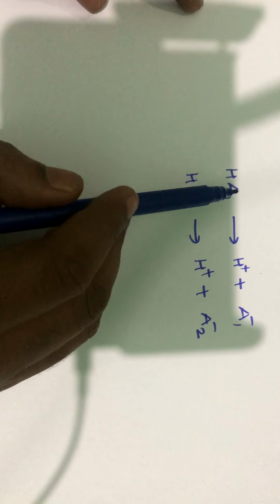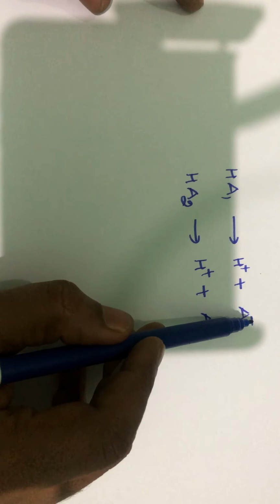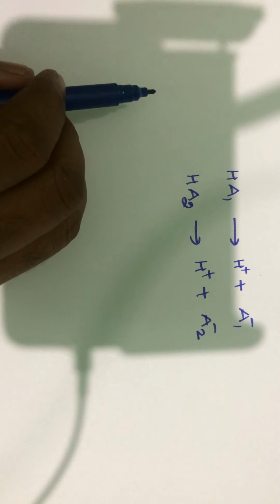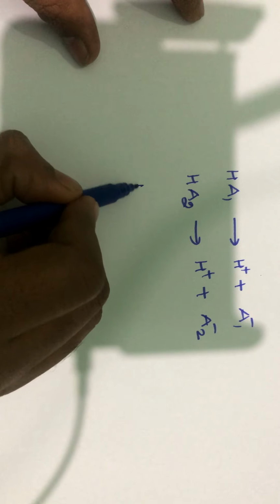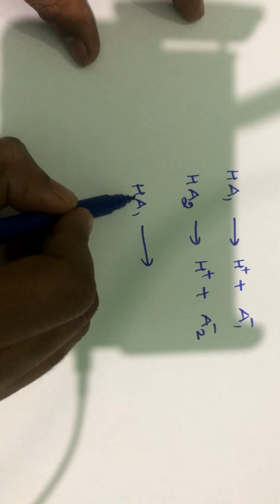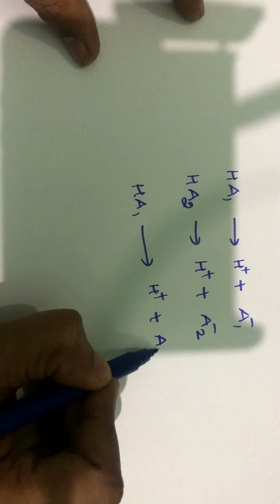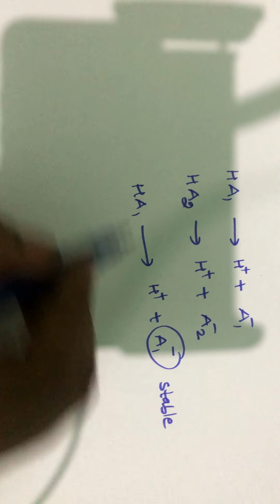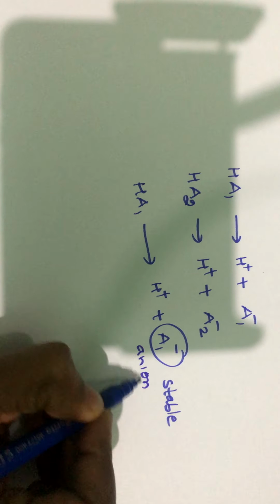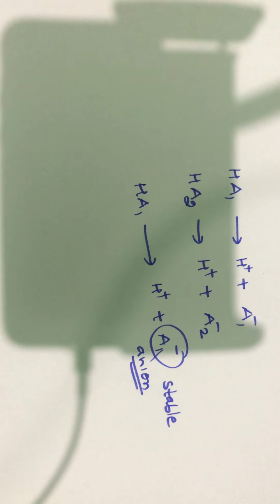HA after donating will form A-. If the A- formed after donation is stable, then only HA will donate a proton. HA1 will release a proton if, after releasing the proton, whatever A- is formed is stable. The stability of the anion will decide the acidic strength. If the anion formed is more stable, then it will be more acidic.